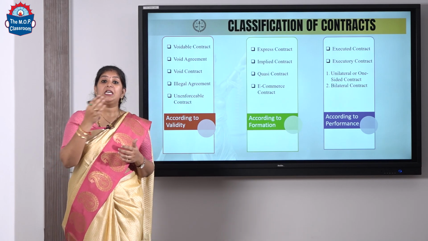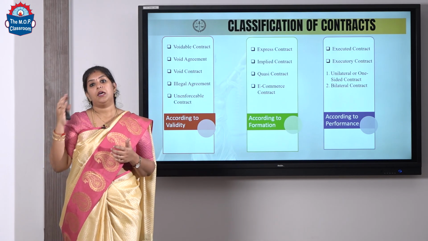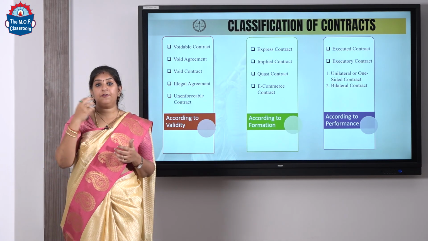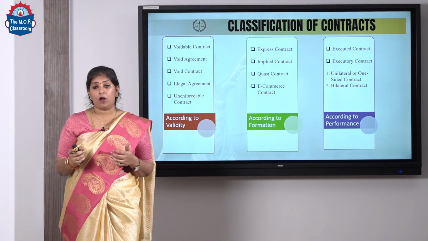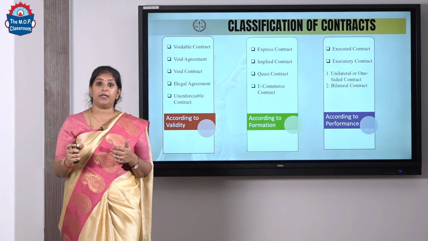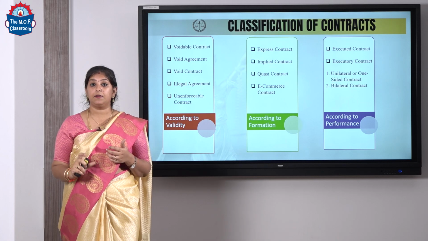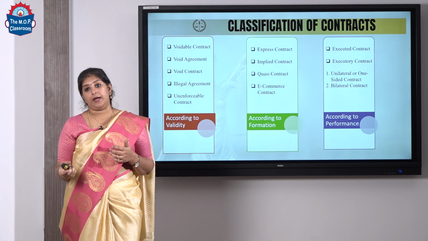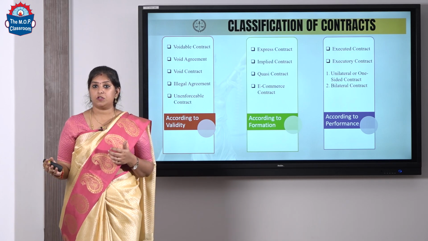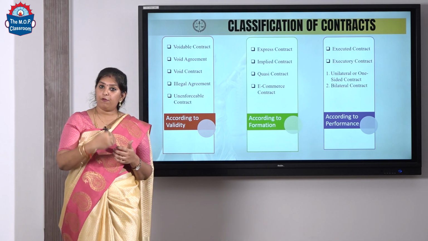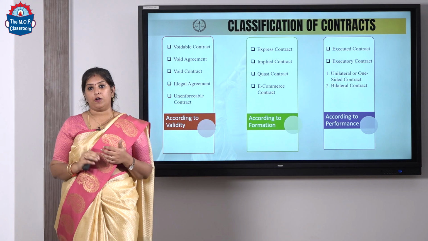Void contract means initially when the contract is made, it is treated as valid, but later it becomes void. Say, for example, if a country is importing from another country, when both the countries enter into a contract, it is treated as a valid contract. Subsequently, if a war breaks out between the importing and the exporting country, then it becomes a void contract. So, void agreement means it is not enforceable right from the beginning. Void contract means it is valid in the beginning, but later it becomes void.